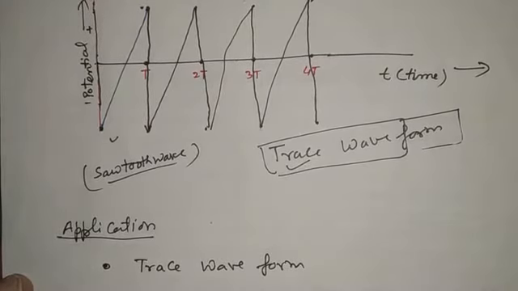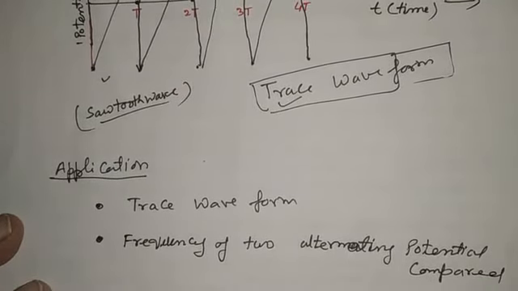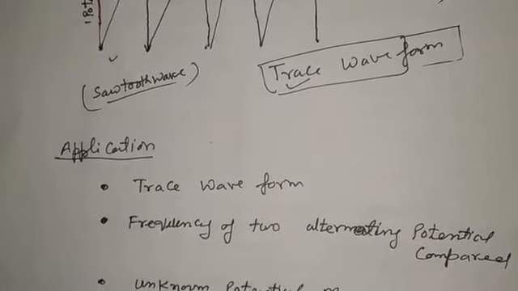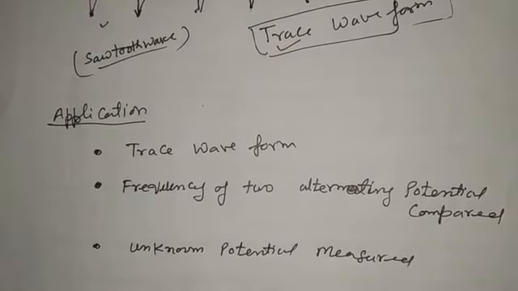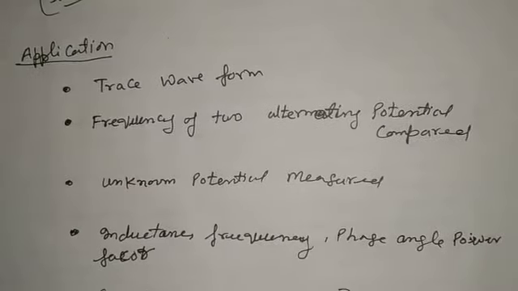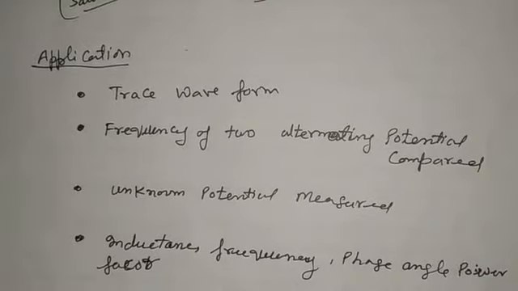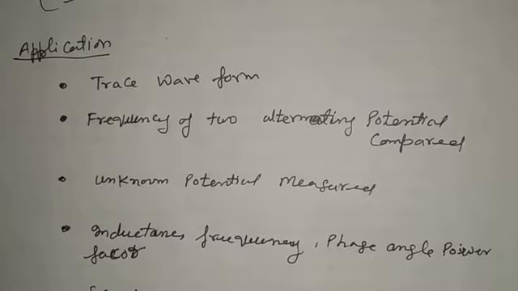Not only does it trace the wave, but two alternating potentials can also be compared by this, right? The frequency of two alternating potentials can be compared. Not only this, we can also find the value of an unknown potential by using this. A lot of physical quantities like inductance, frequency, phase angle, power factor can be measured by this cathode ray oscillograph.